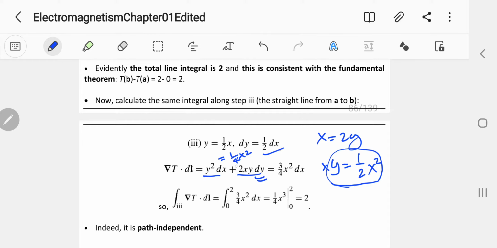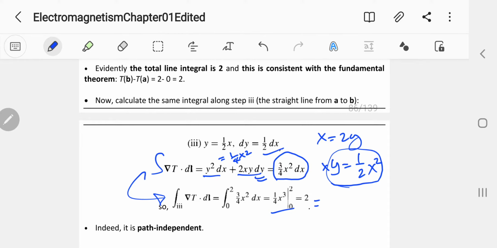So you will have another factor of 1/2 here. So everything will just be 3/4 x squared dx. And so if you integrate that, so here you now integrate that. The x has limits 0 to 2, so this is just 3/4 x squared dx, and so you have 1/4 x cubed evaluated from 0 to 2, and this is just equal to 2.